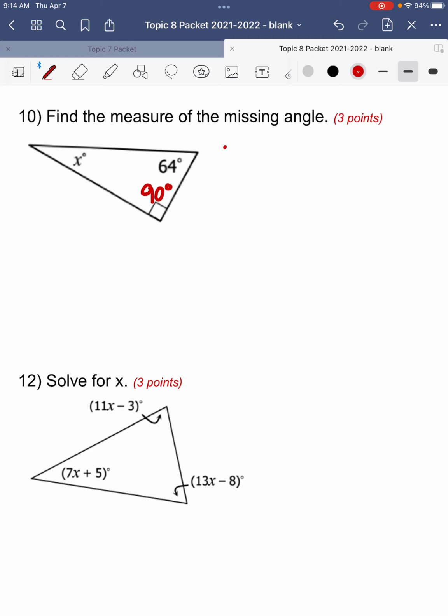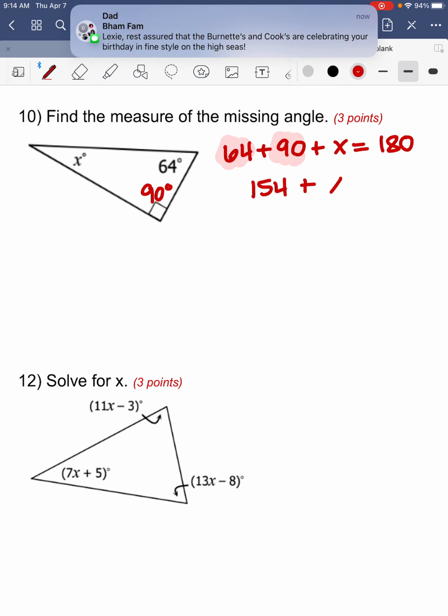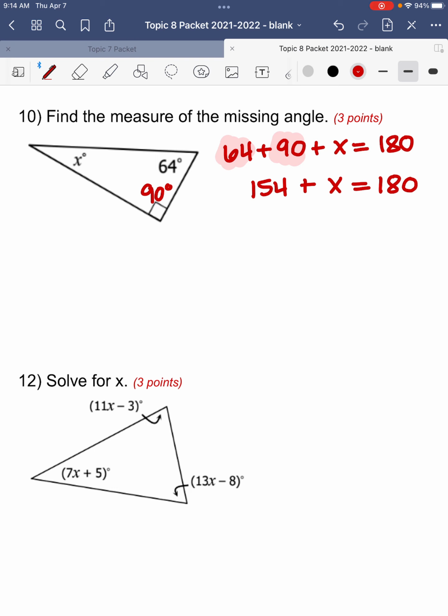So we know that 64 degrees plus 90 degrees plus x equals 180 degrees. So now I'm going to combine my like terms. 64 plus 90, when I add those together, I get 154. So 154 plus x equals 180 degrees. Now to get that x by itself, I have to subtract 154 on both sides. So my 154's cancel out. X is indeed by itself. And 180 minus 154 is 26. So x equals 26 degrees.